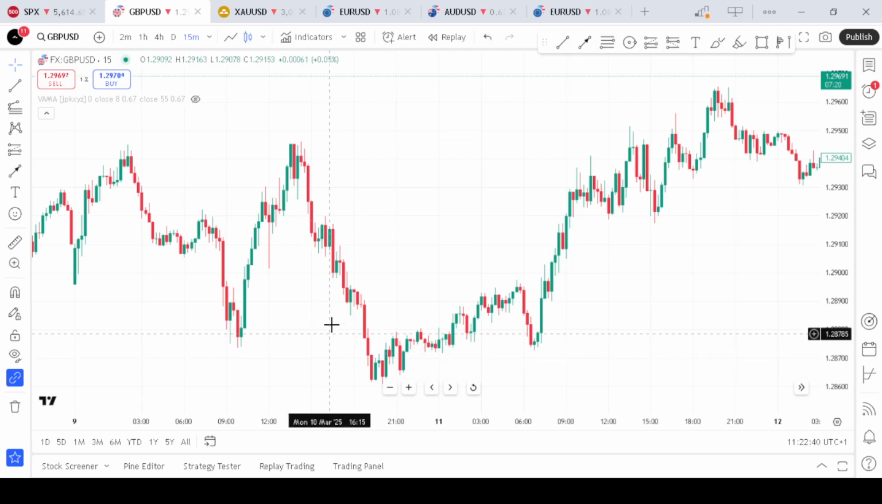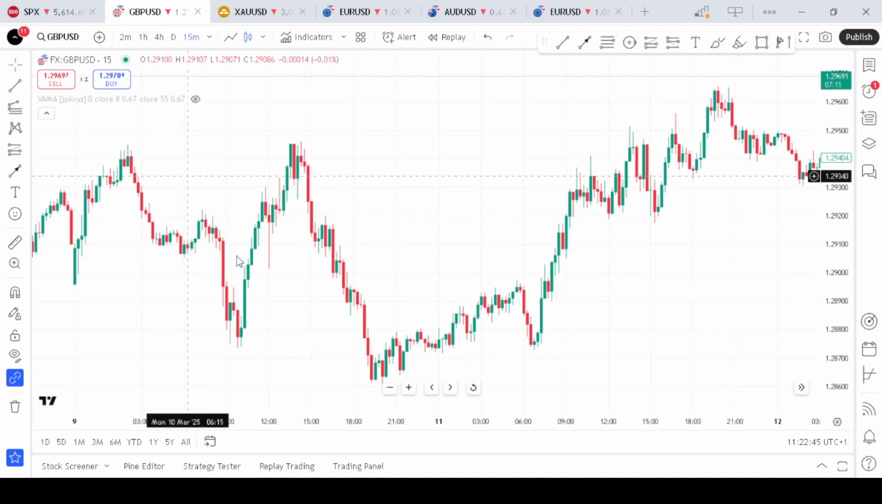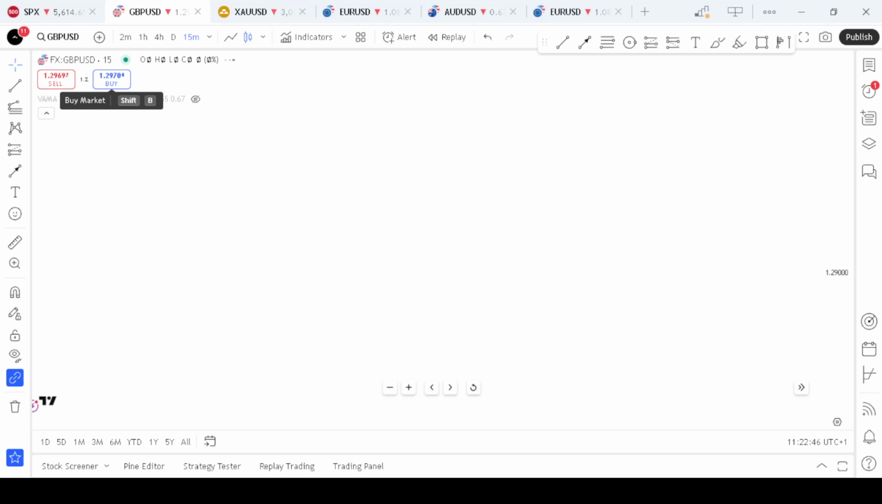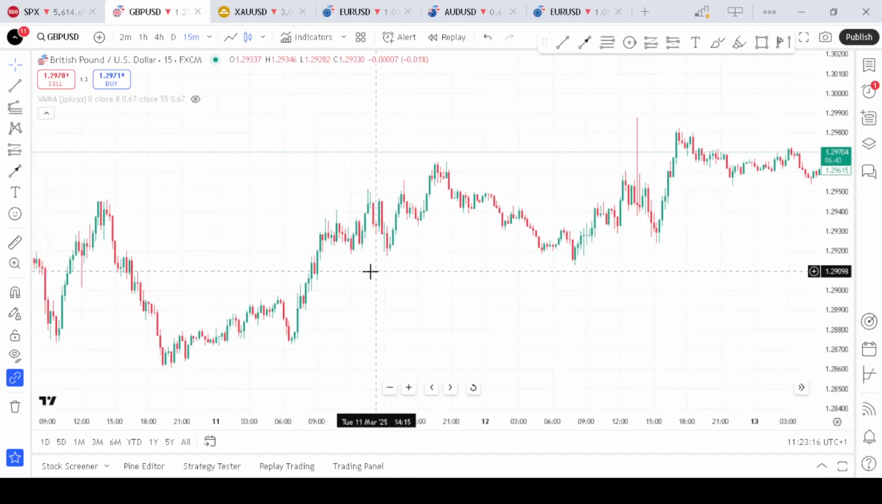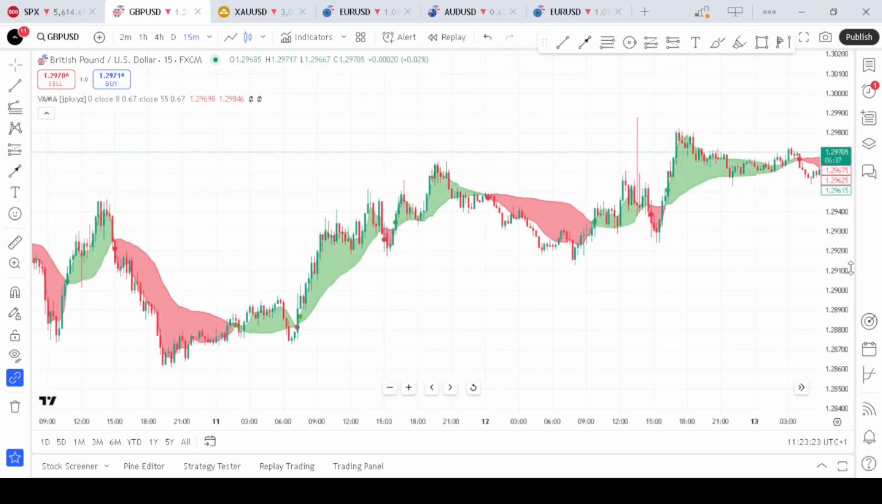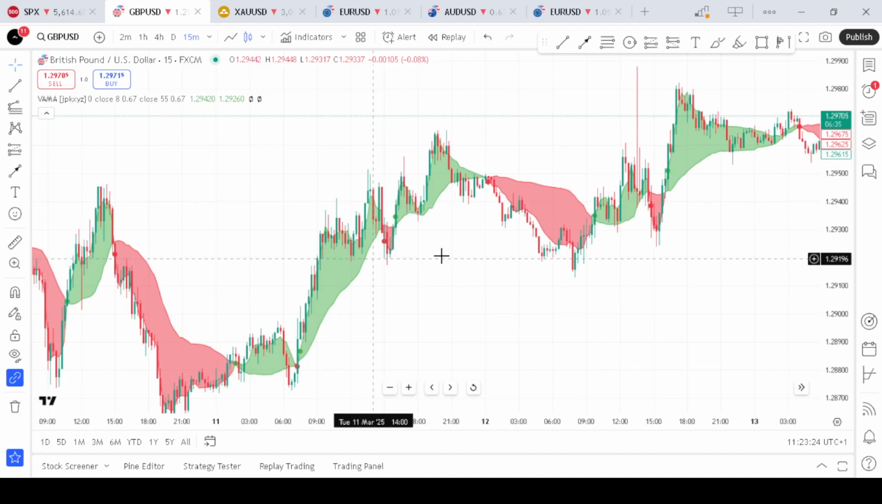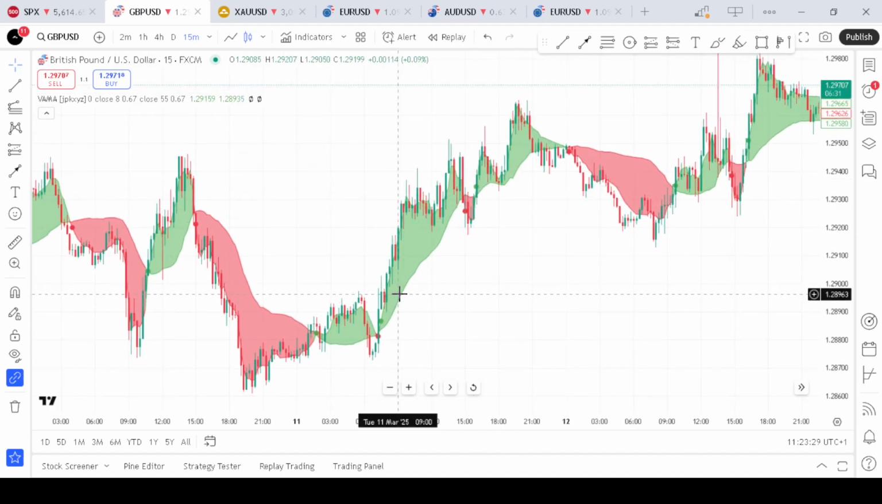performance. The VAMA, the volume adjusted moving average, is an advanced technical indicator that combines price and volume data to provide more view on the market trend. So turning on my indicator, you will get a better understanding of what this indicator does in the chart. It combines both price action with volume data.